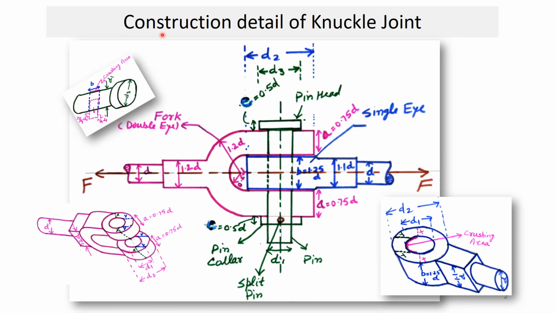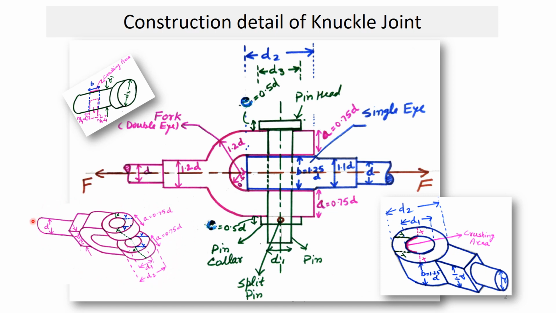So it is important to discuss the construction details of the knuckle joint. In this figure, the different links in assembled and dismantled form are shown. This middle portion is the assembled view of the knuckle joint. It contains three parts: the left rod, which has the fork end, this blue part, which is the rod with single eye end, and a pin which we insert in between to make the connection between the different links.